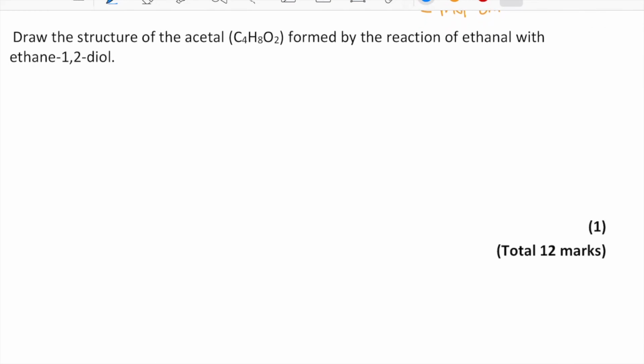So it asks us to draw the structure of the acetal, and they give us a molecular formula formed by the reaction of ethanol with ethane 1,2-diol. Right, I'm not going to lie, this is a hard question, and I'm going to go through it really quite carefully, and in a real exam you wouldn't be able to spend the amount of time that we're about to do. But it's really to help you maybe appreciate better how you could perhaps go about answering this question, which you'd hopefully do faster by the time you'd finished your course.